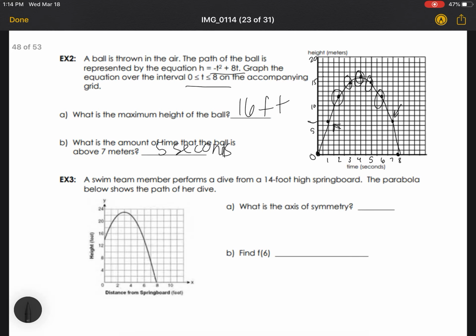All right, number 3, a swim team member performs a dive from a 14-foot high springboard. The parabola shows the path of the dive. What's the axis of symmetry? Remember, the axis of symmetry goes through the vertex. So that's going to be this point here. And it's the x value of that vertex. It's this vertical line that goes through the vertex. And it looks like that is at x equals 3. Okay, right between 2 and 4.